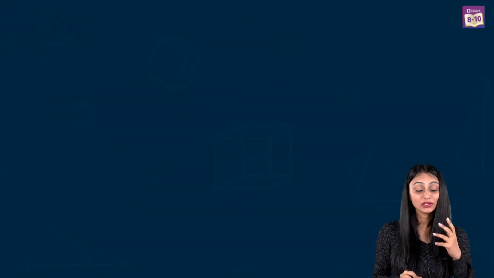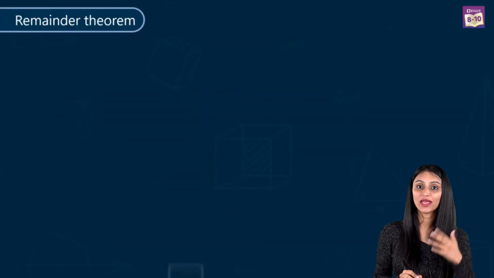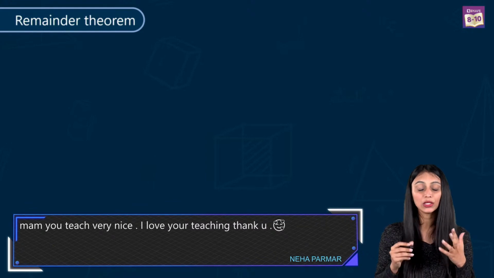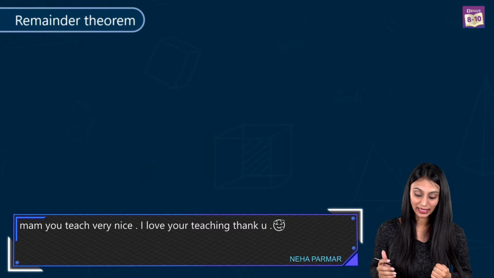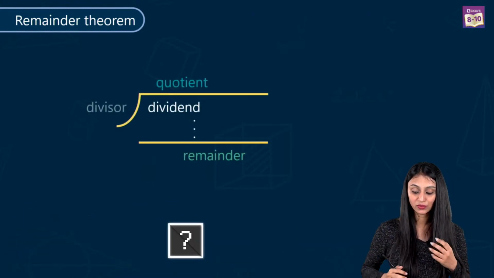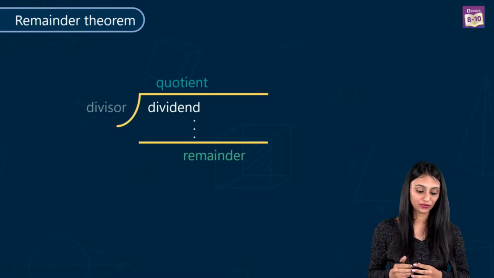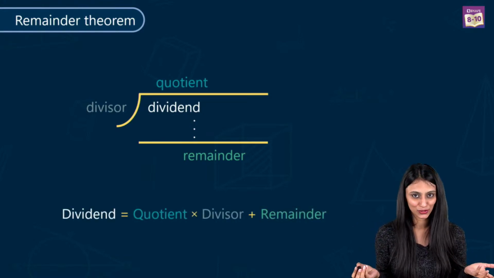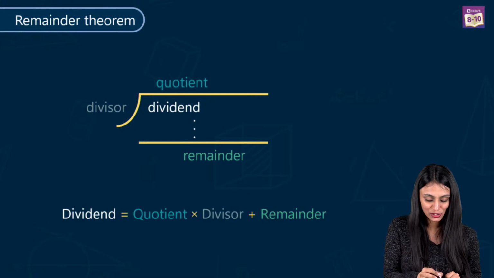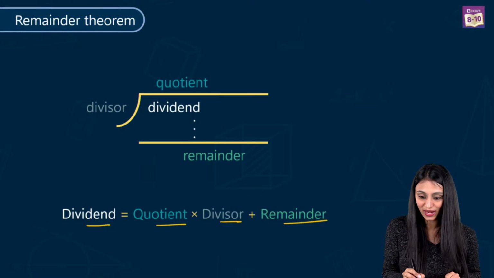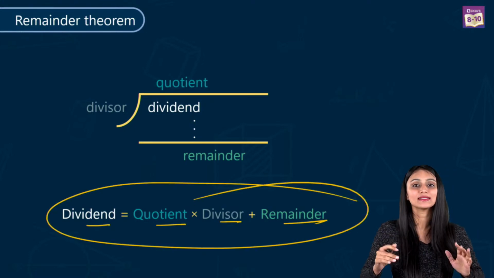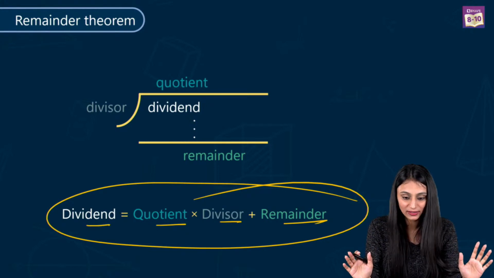Now we will see how, without performing the long division method, we can find the remainder. For that we will learn the remainder theorem, which we have derived from the division that you have already learned in the previous classes. We know how to do a division of numbers or of polynomials. So dividend is equal to quotient times divisor plus remainder. This is your division algorithm.